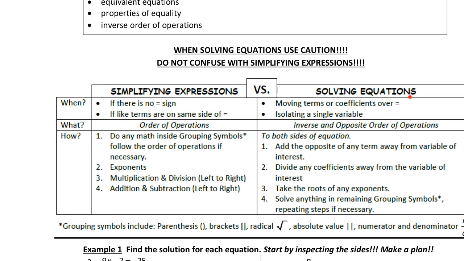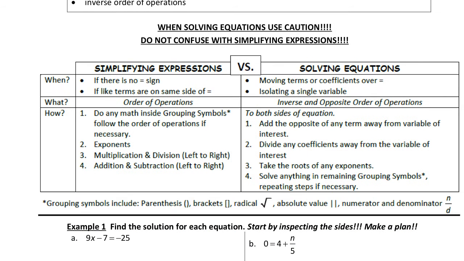We're going to be solving equations, which means we're going to move things over the equal sign in order to isolate a variable. So let's take a look at how this works. Let's start with the order of operations and simplifying expressions.